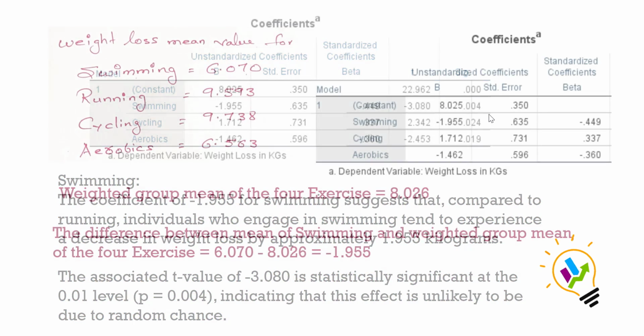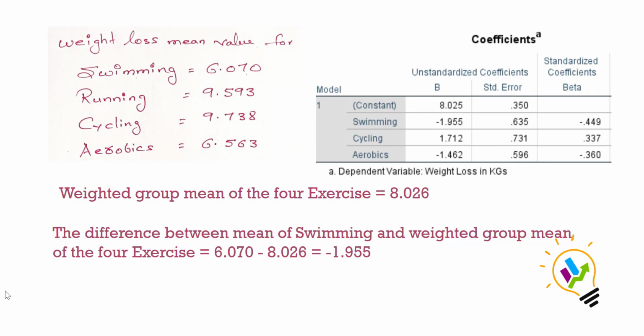How did we get this value calculation wise? We can see this one. Weight loss for swimming, running, cycling, aerobics I have shown here. And the weighted group mean for 4 exercises we have already calculated, 8.026. So the difference between swimming and weighted group mean is minus 1.955. That is 6.070 minus 8.026 is equal to how much? We are going to get minus 1.955. That is nothing but the unstandardized coefficient for swimming. So this is how we got the value.